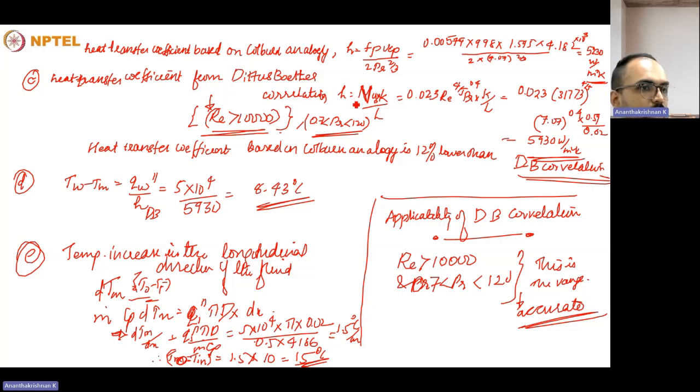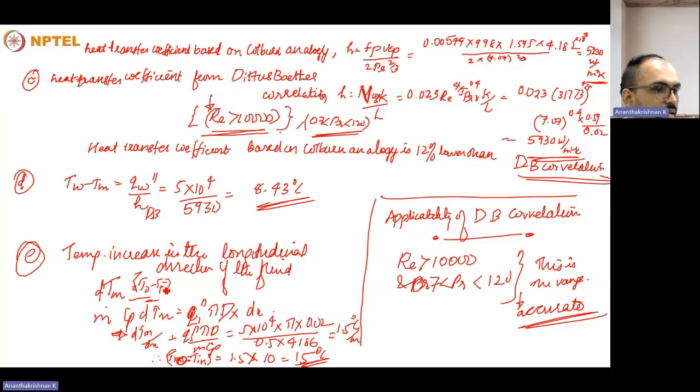While solving initially, I mentioned that the applicability is for a Reynolds number less than 10,000. That is wrong. The applicability of the Dittus-Boelter correlation is for a Reynolds number greater than 10,000. So this is a perfectly valid condition, and we'll get the accurate value of the heat transfer coefficient, and we plug it in to calculate the temperature difference across the wall to mean temperature that we have seen in the first question.